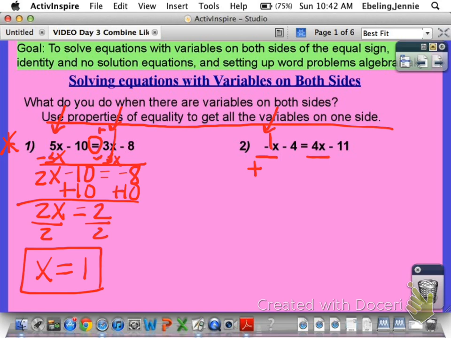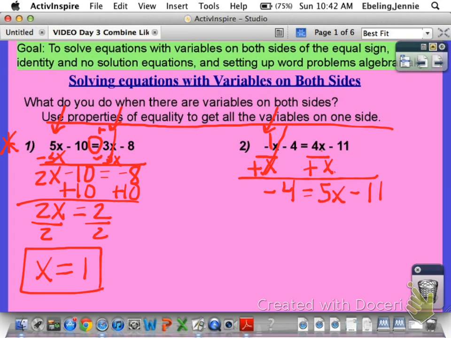I do the inverse operation. Well, the inverse of minus 1x would be adding 1x. And I'm just going to put plus x. I don't need to put that 1 in front of the x. So these are going to cancel. I bring down that negative 4 because the negative is still there, and so is that 4, equals 4x plus x is 5x. And then I bring the minus 11 down.